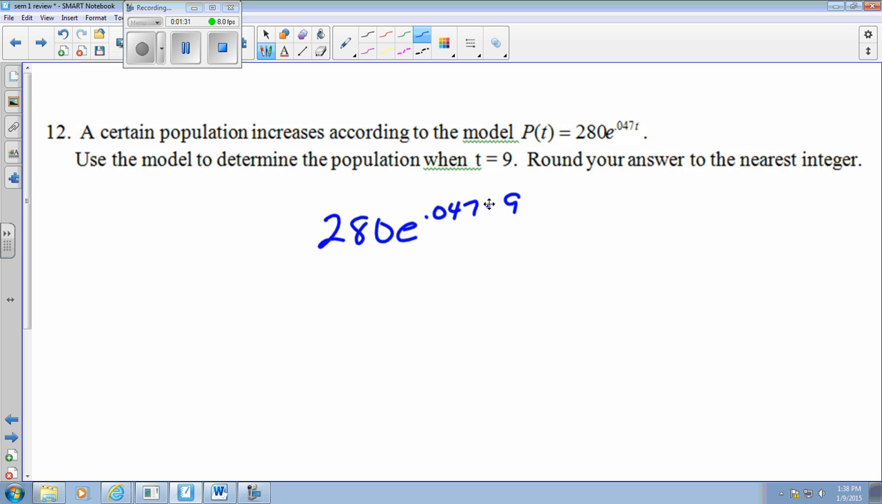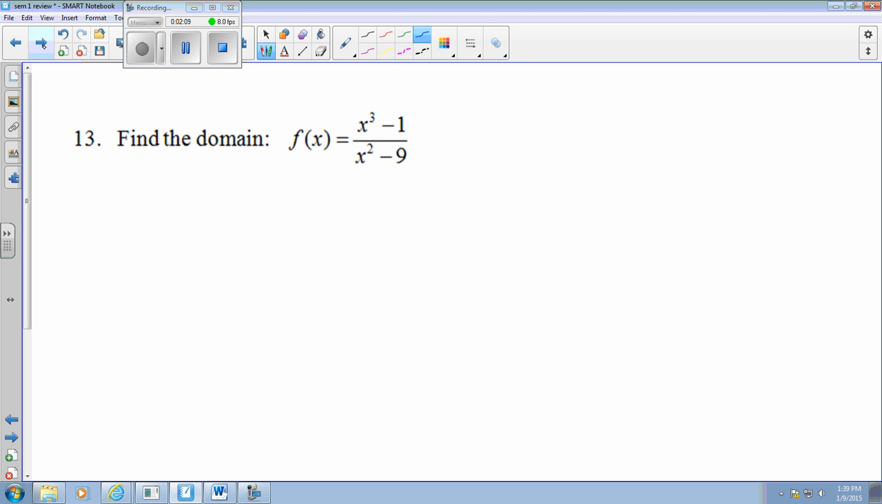I get 0.047 times 9 equals, then I'm going to take that, put it on top of e, so e to the 0.423 gives me 1.5265, and then multiply that by 280, and it appears as if the population of this place is going to be 427 people. Notice that I rounded to the nearest person. We don't use decimals when it comes to people.